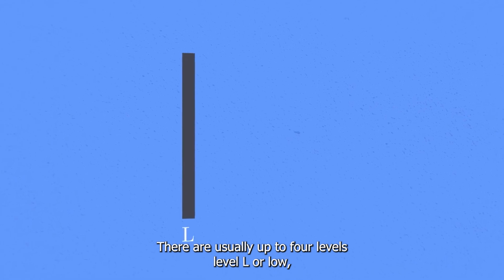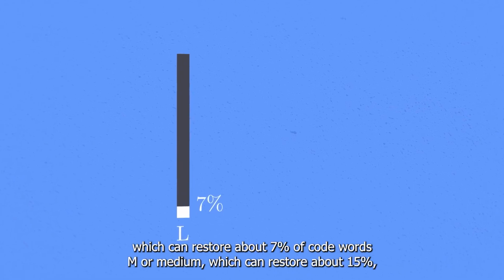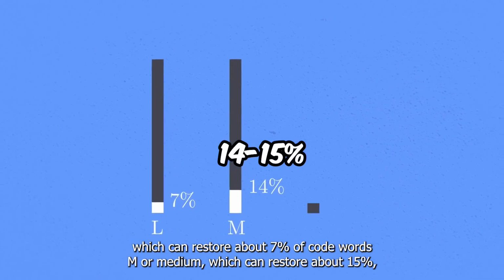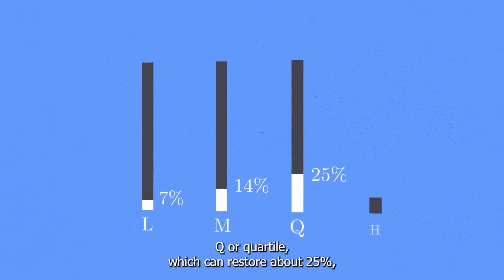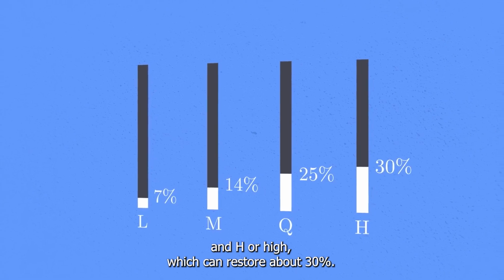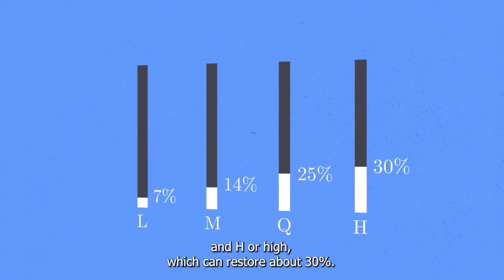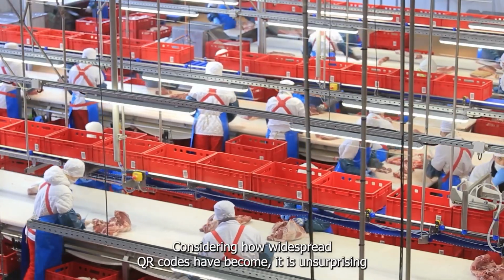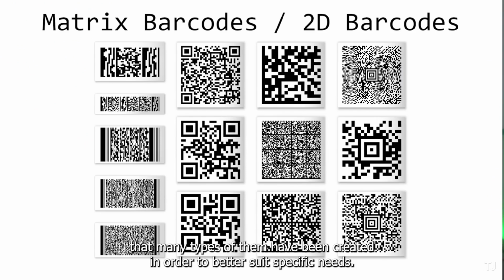There are usually up to 4 levels: level L or low, which can restore about 7% of code words, M or medium, which can restore about 15%, Q or quartile, which can restore about 25%, and H or high, which can restore about 30%. Considering how widespread QR codes have become, it is unsurprising that many types of them have been created in order to better suit specific needs.